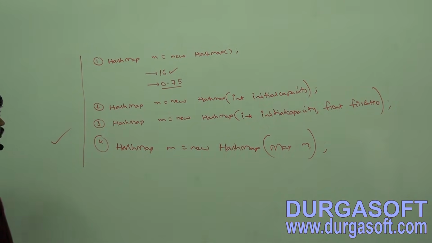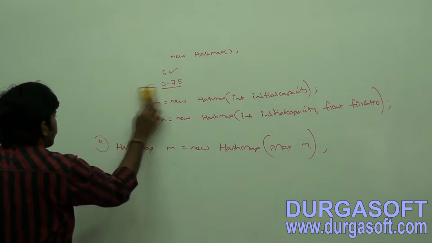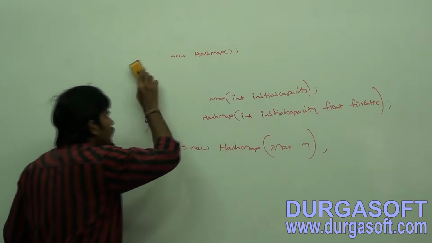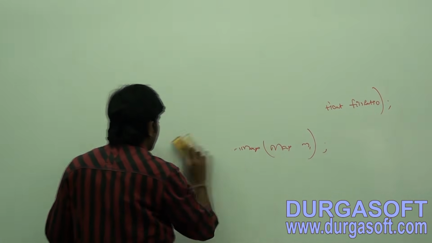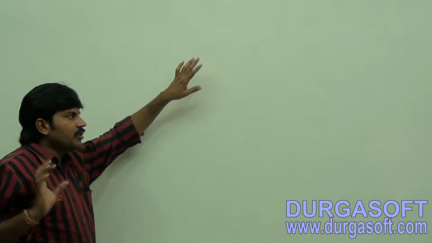Now let me go for a small example of how to use map interface methods, because this is the first implementation class. I want to explain each and every method and how to use it. I will take a bit lengthy program, because you should be aware of how to use map interface methods. Just observe this one.